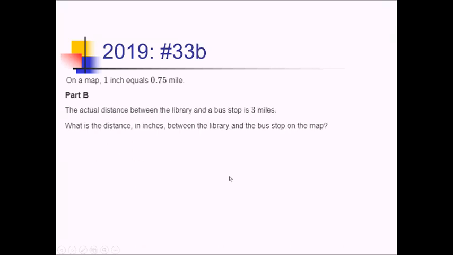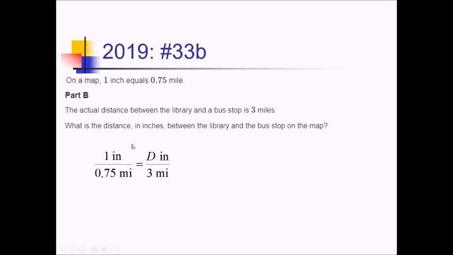For this next part of the problem, the actual distance between the library and bus stop is 3 miles. What's the distance in inches on the map? So setting up our proportion again, 1 inch over 0.75 miles. We can now say that equals d inches over 3 miles, or you could use a different variable so you avoid confusion with part A.